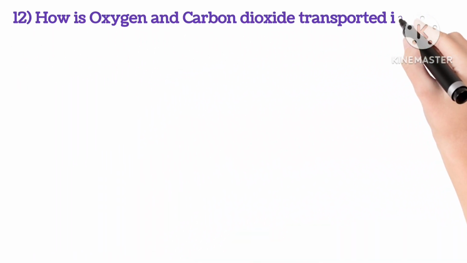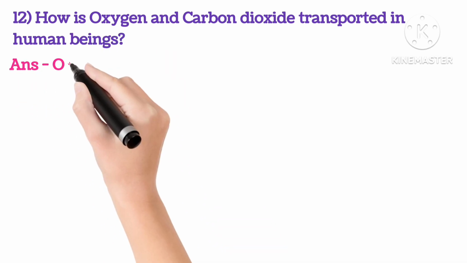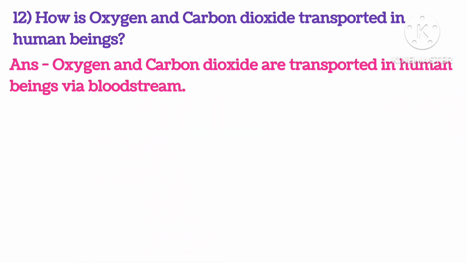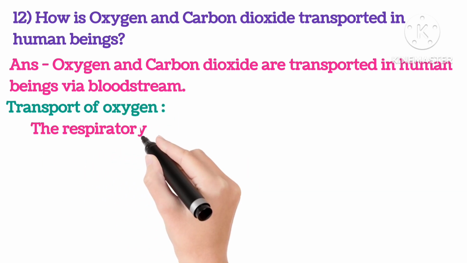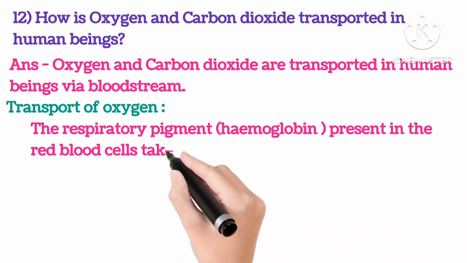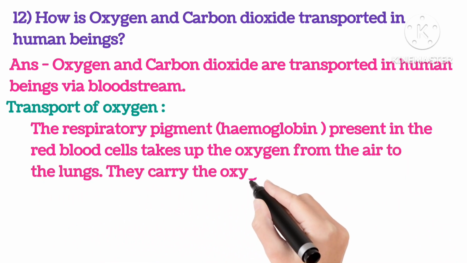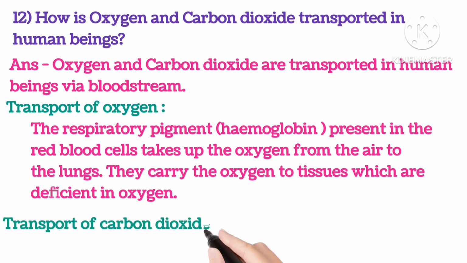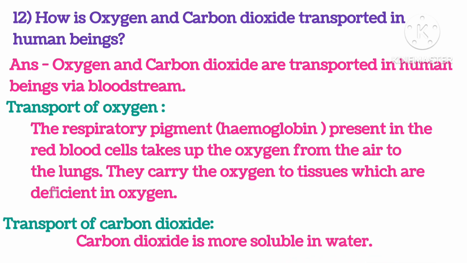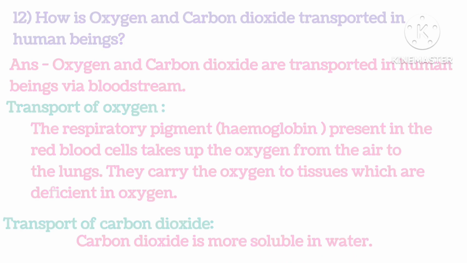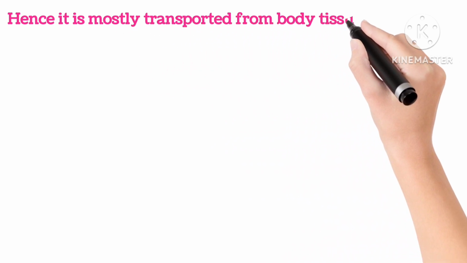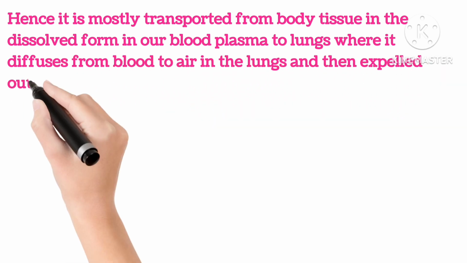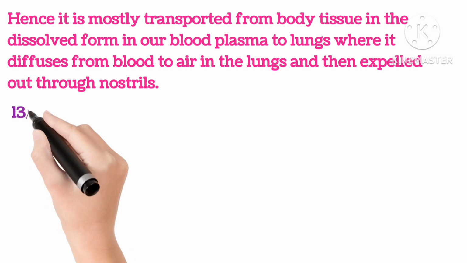How are oxygen and carbon dioxide transported in human beings? Oxygen and carbon dioxide are transported in human beings via the bloodstream. Transport of oxygen: the respiratory pigment hemoglobin present in the red blood cells takes up the oxygen from the air in the lungs. They carry oxygen to tissues which are deficient in oxygen. Transport of carbon dioxide: carbon dioxide is more soluble in water. Hence, it is mostly transported from the body tissue in the dissolved form in our blood plasma to the lungs, where it diffuses from blood to air in the lungs and is then expelled out through the nostrils.